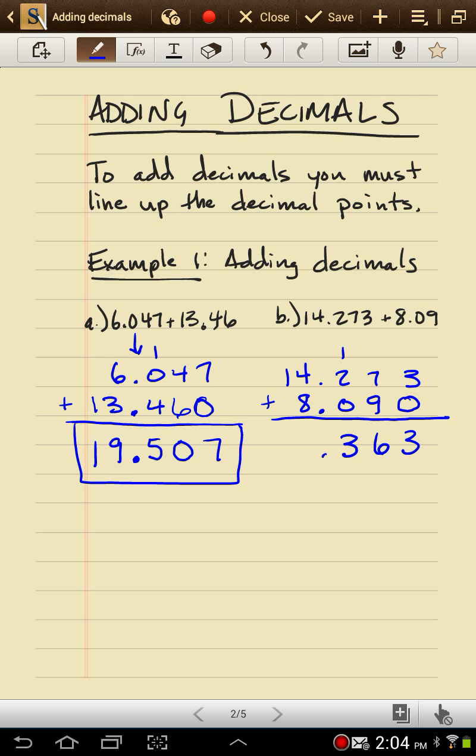Decimal point moves down. Now if I had a situation, guys, where I had to carry, I can carry over the decimal point. That's okay. Let's finish this. 4 plus 8 is 12. Put the 2, carry the 1, and 1 plus 1 is 2, and I get 22.363, or 22 and 363 thousandths. And that's how you add with decimals. Now make sure you're writing this all down.